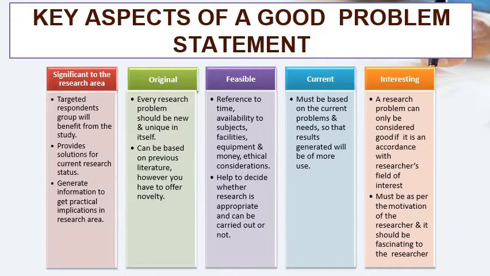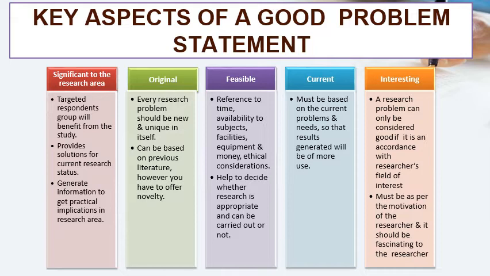Also, make sure that your research problem or the issue that you want to study is current, and it has to be based on current problems and needs so that the results generated will be of use to people who are experiencing the problem now. So this is why current literature review is very important.